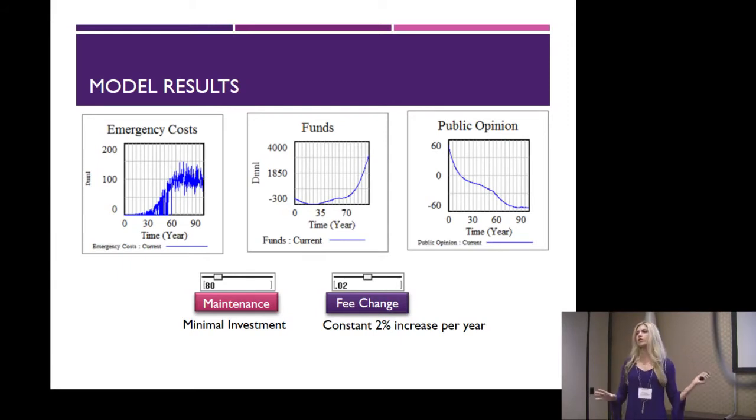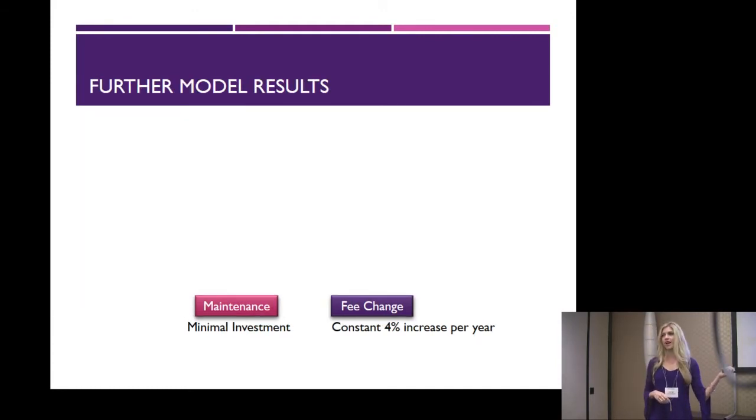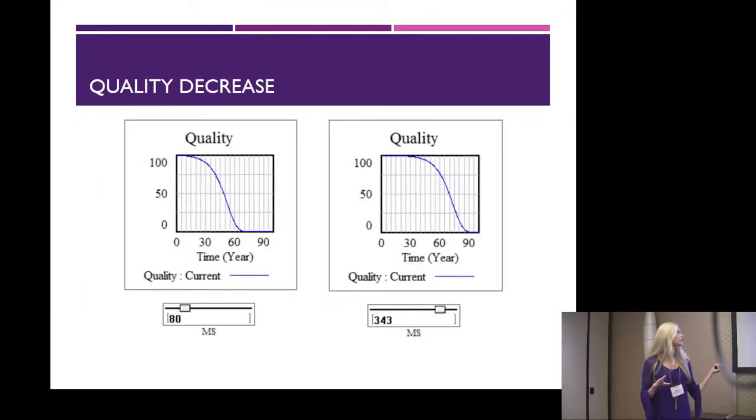So some of the results from the model, just so you have perspective of what the students are looking at: you can see emergency costs, which obviously increase as time goes on, and funding. If you're increasing at 2% compounded annually, then funding goes up, and obviously public opinion will drop with that. More results, but I'm going to jump ahead and show another key thing, which is the quality.